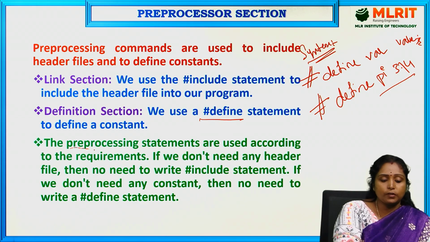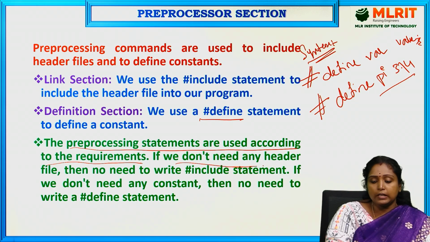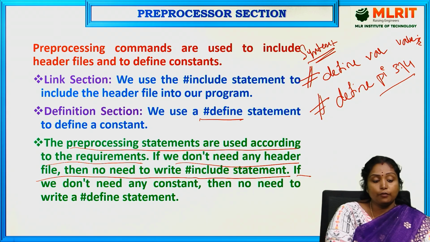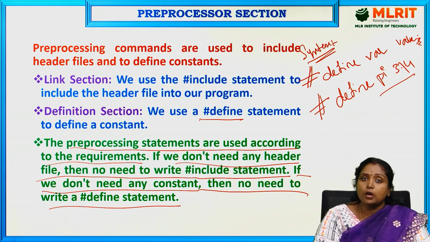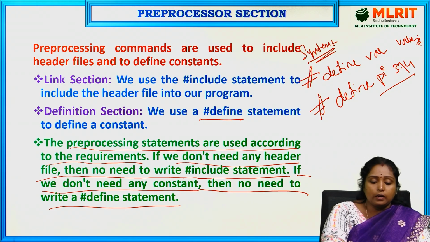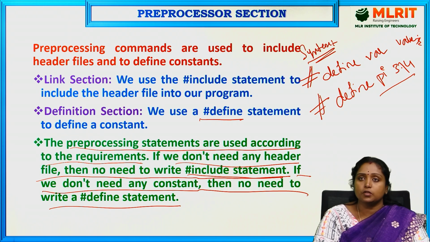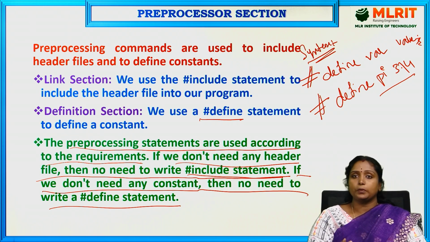So the pre-processing statements are used according to the requirements. If you don't need any header file, there is no need to write a hash include statement. If you don't need any constant, there is no need to write hash define. But in any program, we have to use the linking section in order to take inputs and outputs.